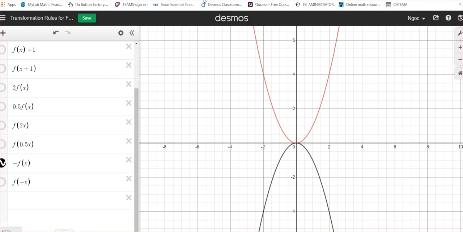For the negative f of x, it means when you multiply -1 to your given parent function, the graph will be reflected across the x-axis. So let's make a quick note over here. This will be reflected across the x-axis. Okay, let's look at the next one.